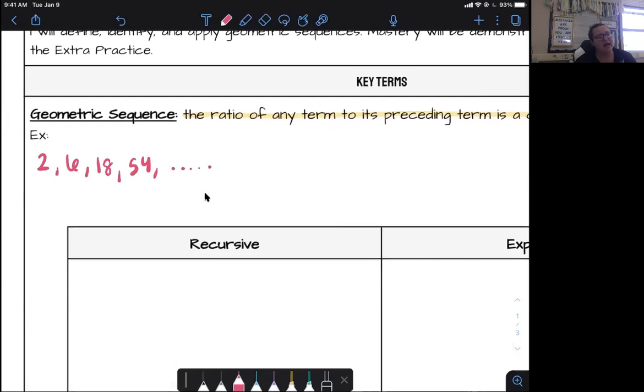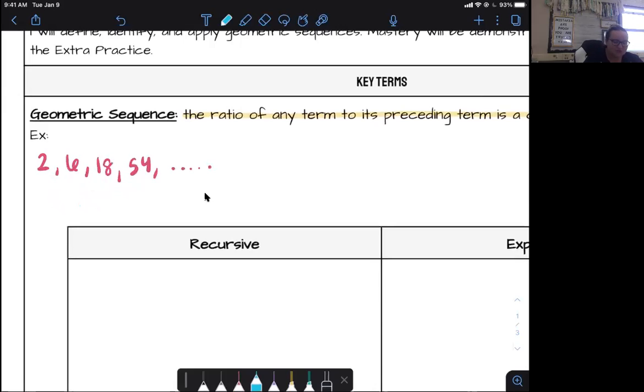And so notice that this is different than an arithmetic sequence. So remember, with an arithmetic sequence, you had a common difference. So like if you took 6 minus 2, you would get 4. If you took 18 minus 6, you would get 12. If you took 54 minus 18, you would get some number. I don't want to do it in my head right now. So we notice that there isn't a common difference, right? But these numbers seem to be related somehow.